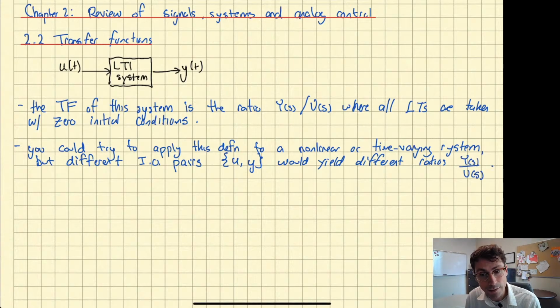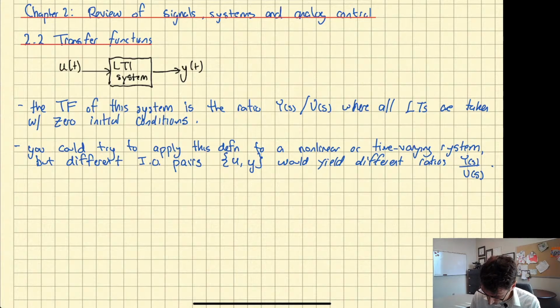And that's the beauty of LTI systems. That input-output description can be abbreviated completely. I don't have to keep a list of all input-output pairs to model a linear time invariant system. I just need one ratio. That's the beauty of them. That's the reason that you study them so much in undergrad.